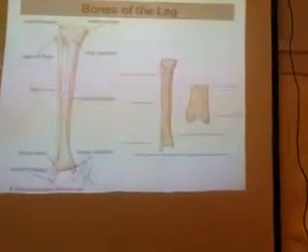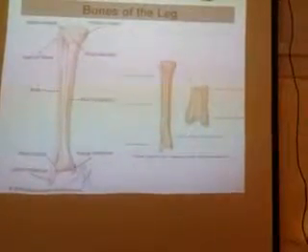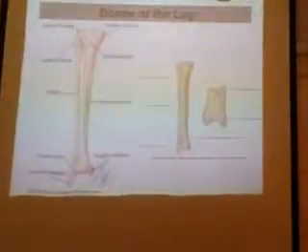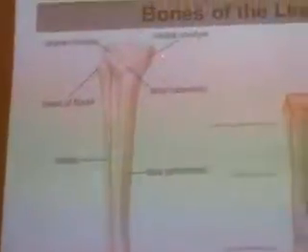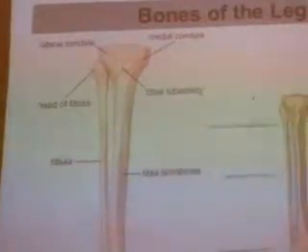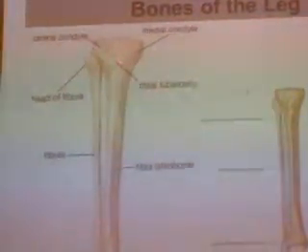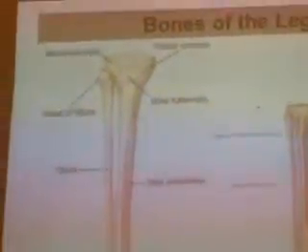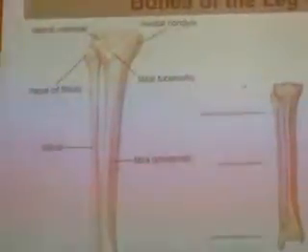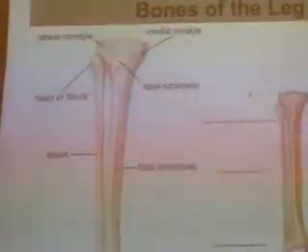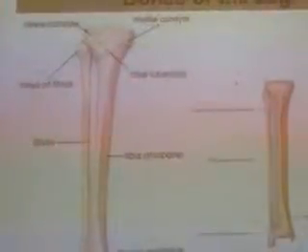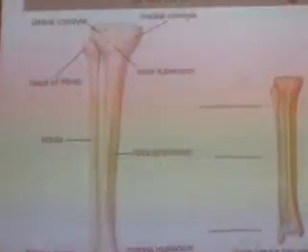Tibia has two condyles, the medial condyle and the lateral condyle. Above is the articular surface, which articulates with the femur to form the knee joint. And here in between, if you come in the front, in the front portion between these two condyles, we have something called the tibial tuberosity.